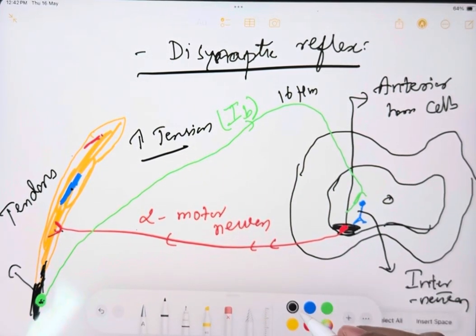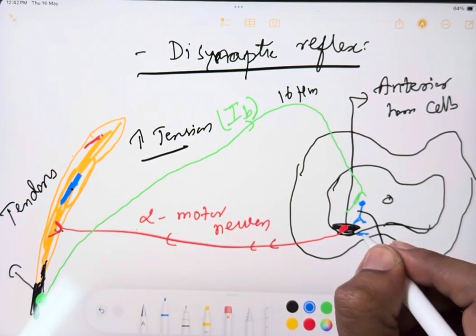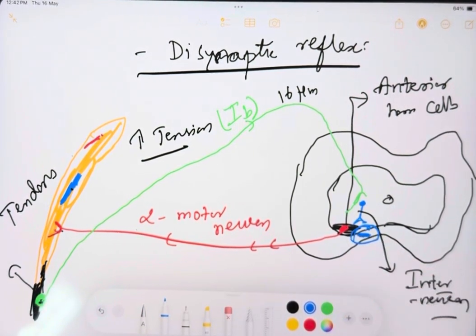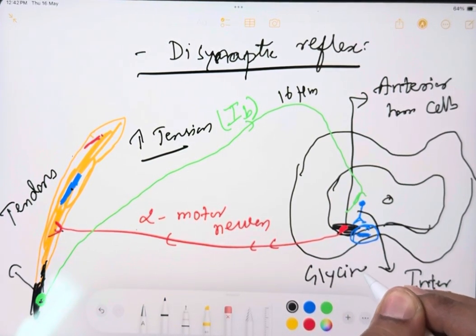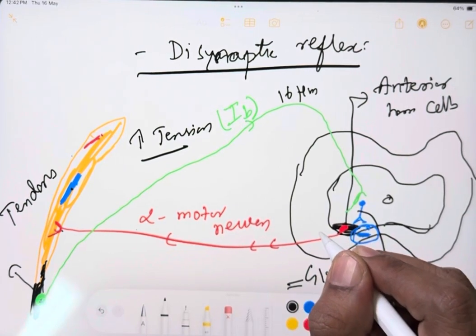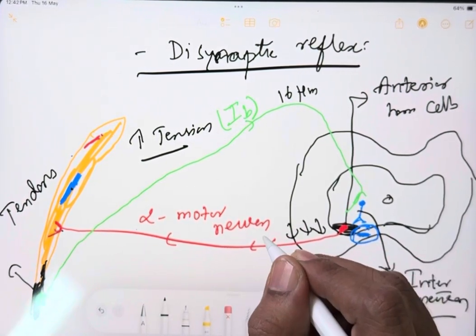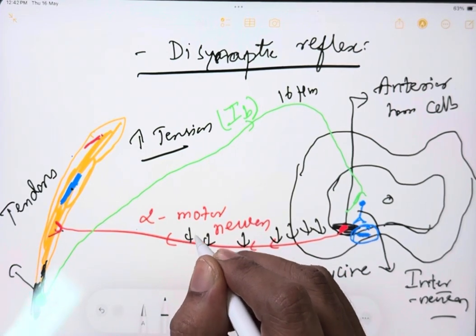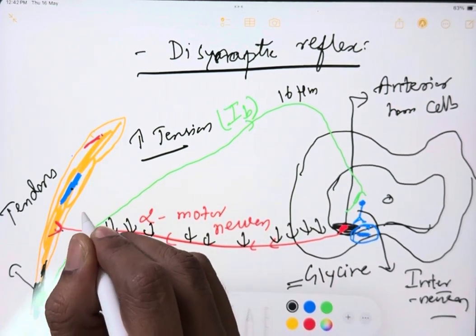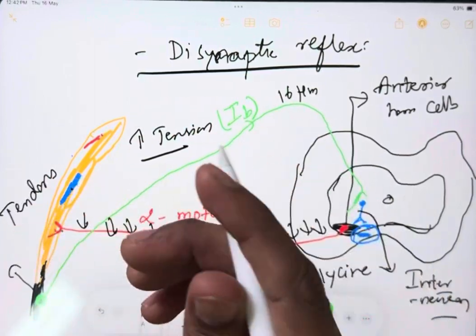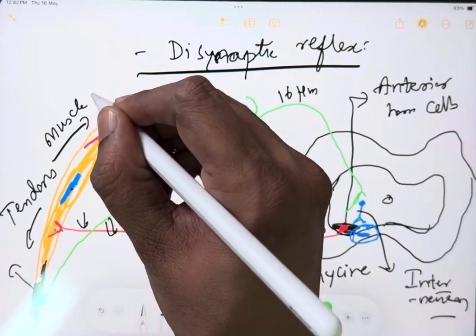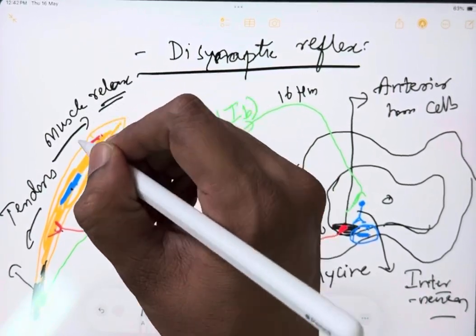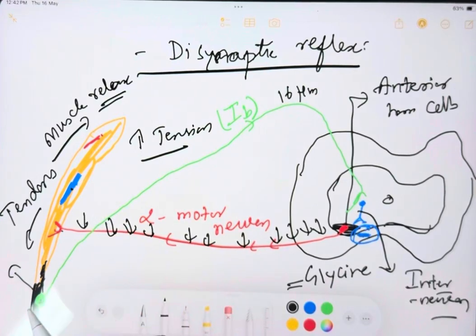The main function of this interneuron is it will cause inhibition to this alpha motor neuron by releasing one neurotransmitter known as glycine. So, this glycine is released here and this causes inhibition. Because of this inhibition, the alpha motor neuron discharge will be decreased, and due to the decrease in the alpha motor neuron discharge, the muscle will relax and the tension is reduced. So, this is the pathway.